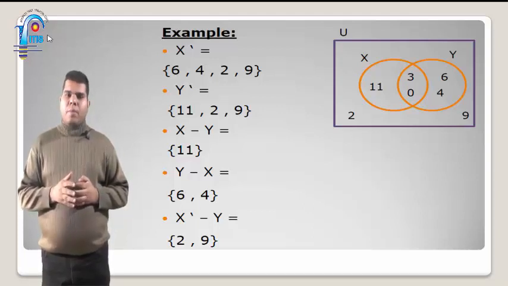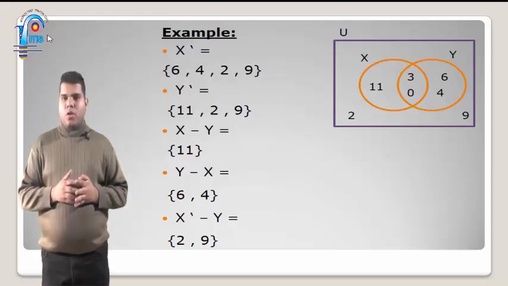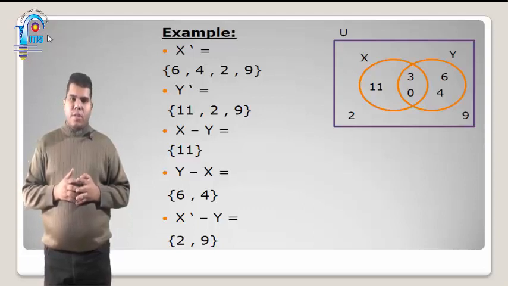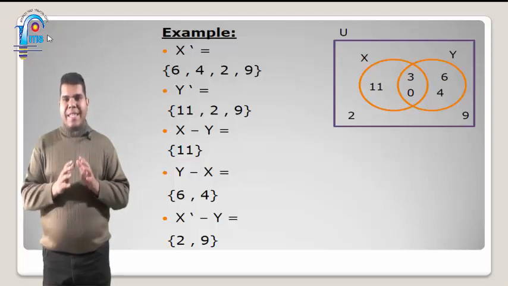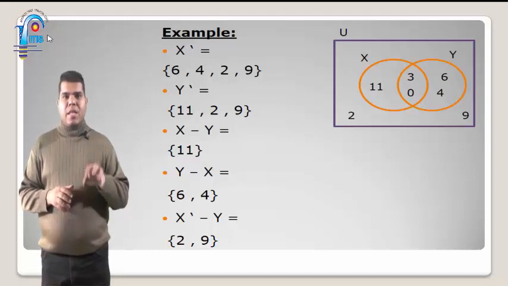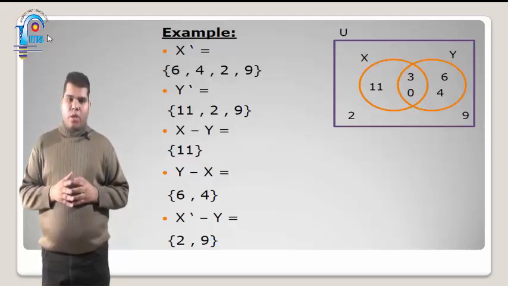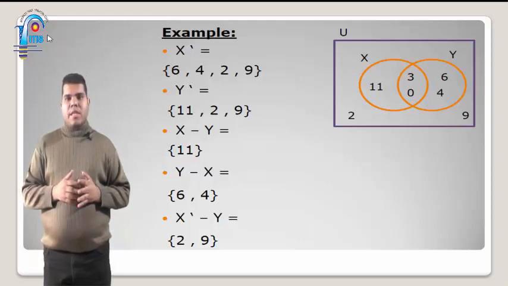Then we're going to speak about the minus sign or the difference. X difference y, or x minus y, is 11. What is the meaning of the word difference? Difference is what is contained in x only. X difference y means what exists in x only and does not exist in the other set, which is y. So x difference y is equal to 11.